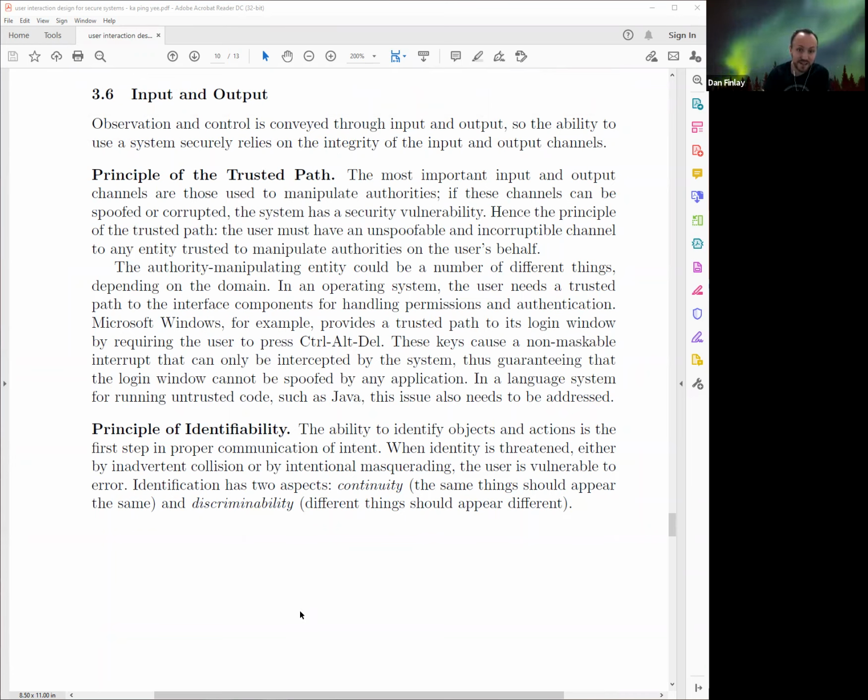The authority manipulating entity could be a number of different things, depending on the domain. In an operating system, the user needs a trusted path to the interface components for handling permissions and authentication. Windows, for example, provides a trusted path to its login window by requiring a user to press Control-Alt-Delete. These keys cause a non-maskable intercept that can only be intercepted by the system, thus guaranteeing that the login window cannot be spoofed by any application. In a language system for running untrusted code such as Java, this issue also needs to be addressed.